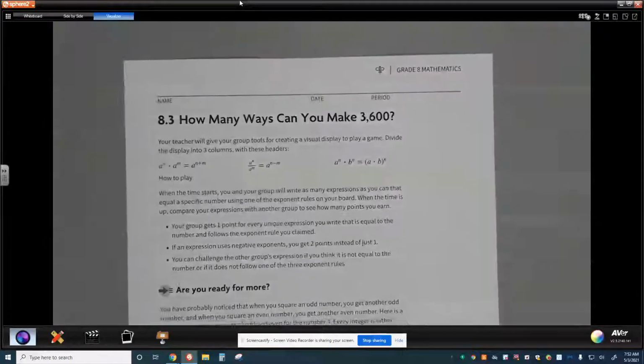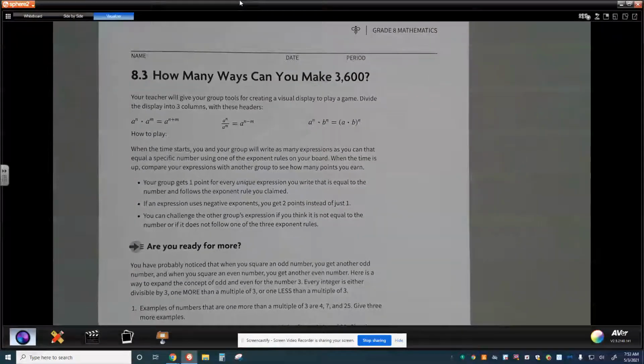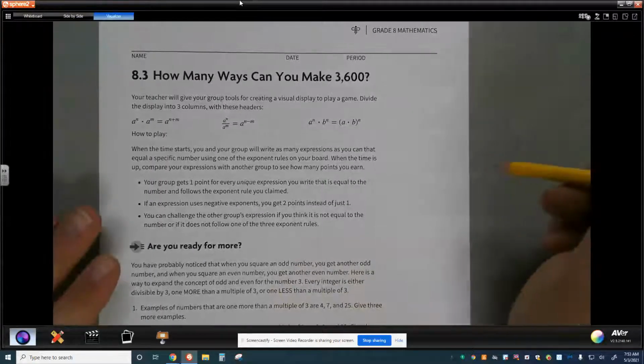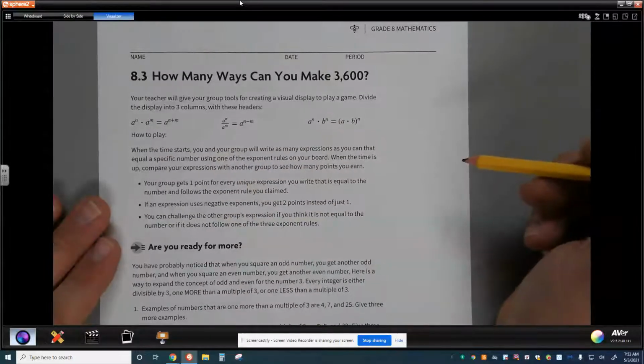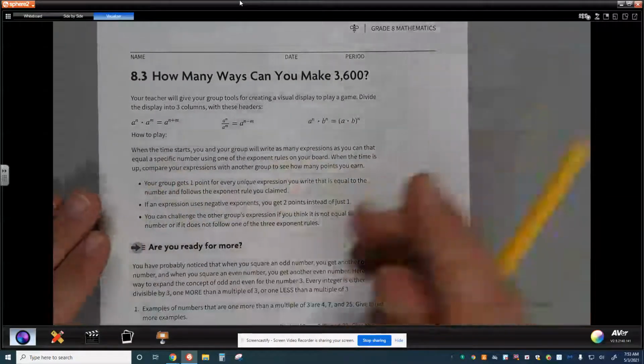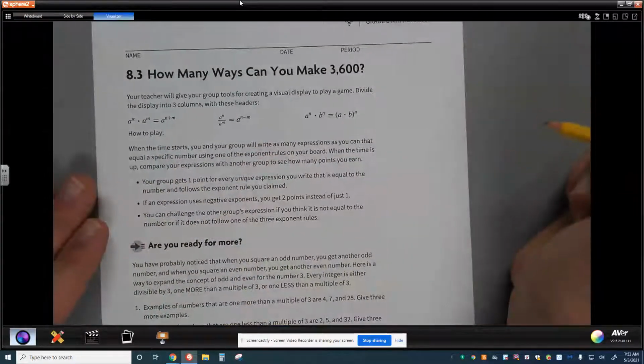How many ways can you make 3,600? It says that I would give you your group tools for this to visually display in these 3 columns. And this would be a game that you can go ahead and play if you desire. Go ahead and look through it and try and give this a start. But the problem is you won't have any of the tools to be able to do it.